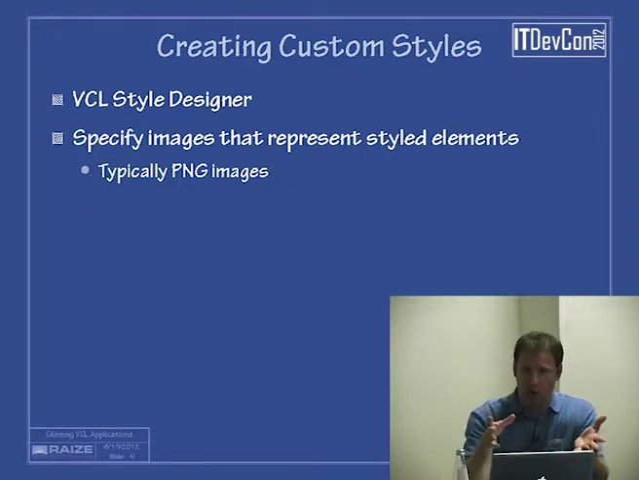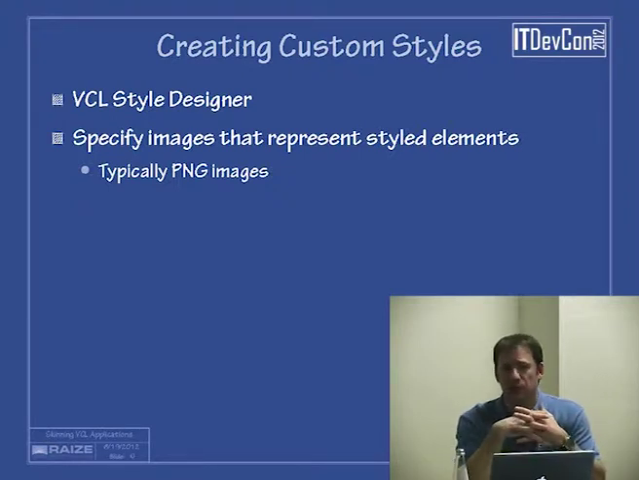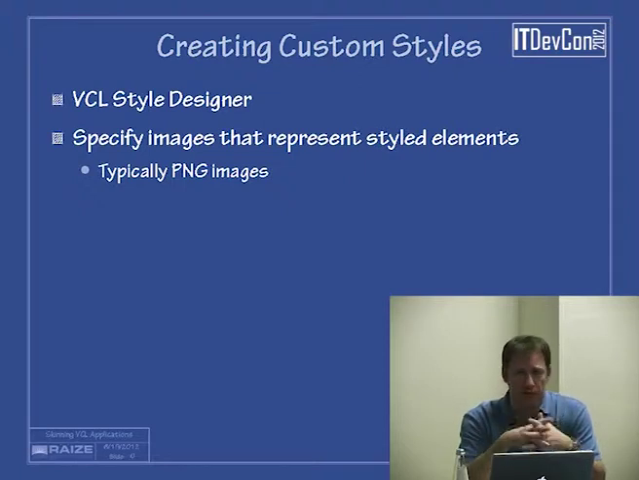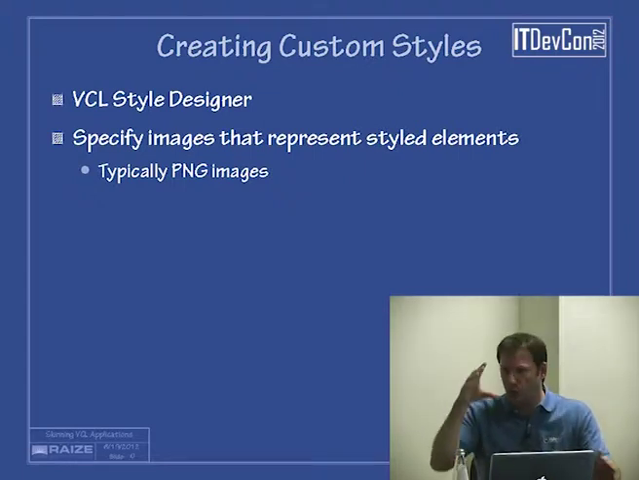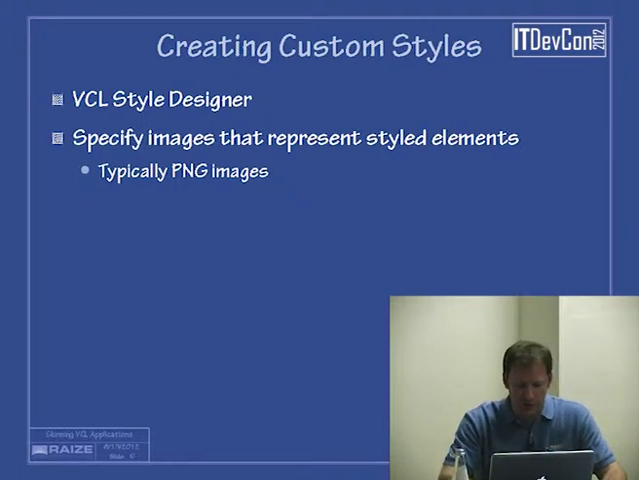The way it works is you set up images for the different elements that you want to style. And typically you'll use PNG images because they support transparency and alpha channels, so you're going to get much better output when you do that. Likewise, you're going to want a tool that provides support for PNG images and alpha channels and so forth. Especially if you want to do rounded corners, you need to have that.